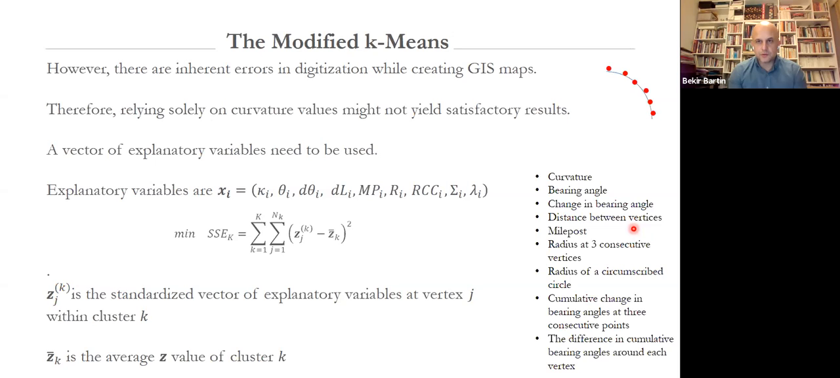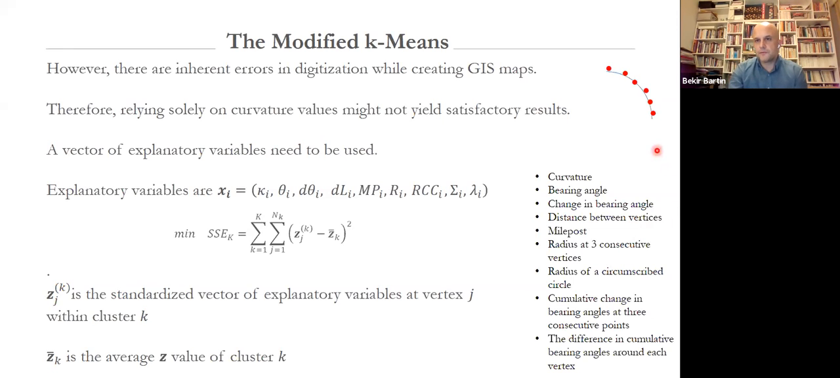instead of using curvature, we can use other explanatory variables. The reason why is because the one that I just showed you in Google Earth was as good as it gets. I really tried my best, okay? But when you are doing all sorts of roadway links, it's not always perfect. There are inherent errors in the digitization while creating the GIS maps. So only relying on the curvature values might not yield reliable results.